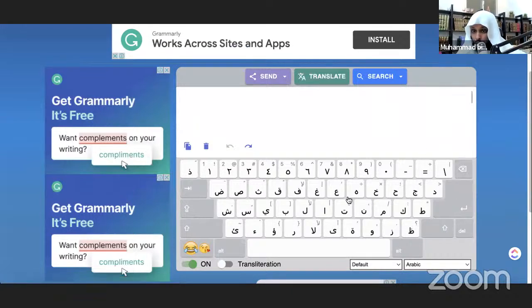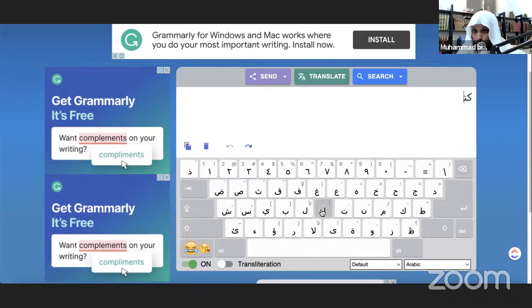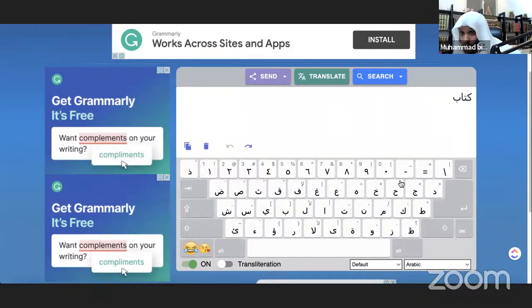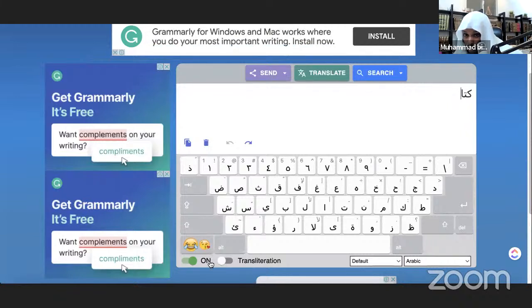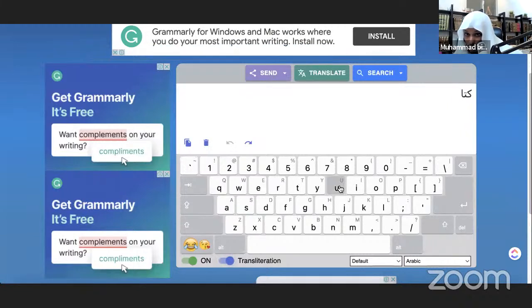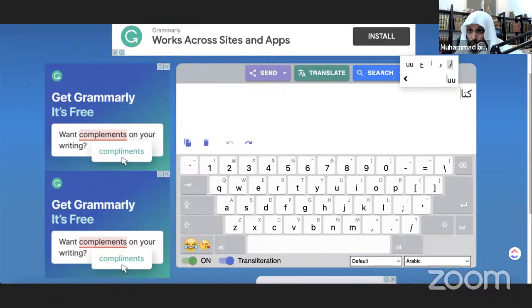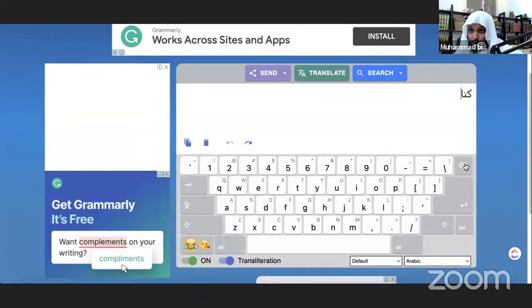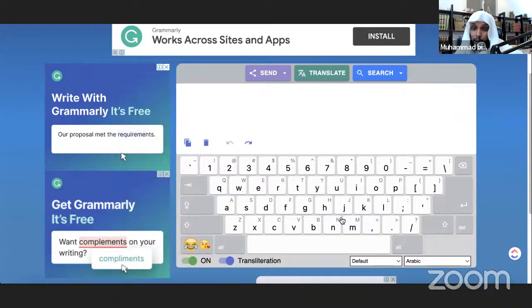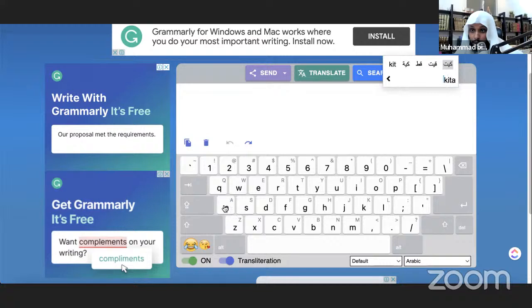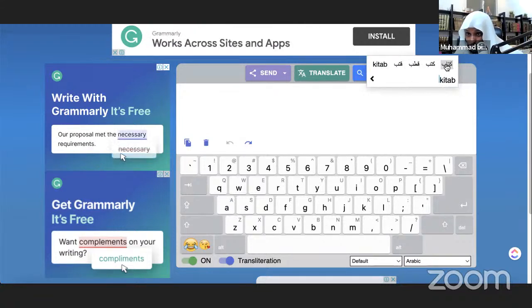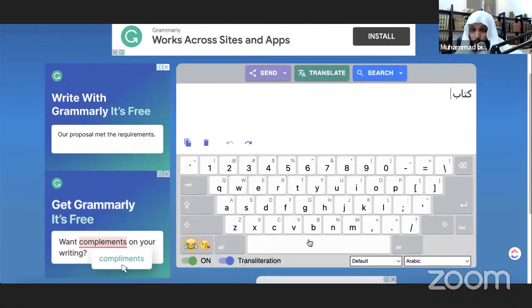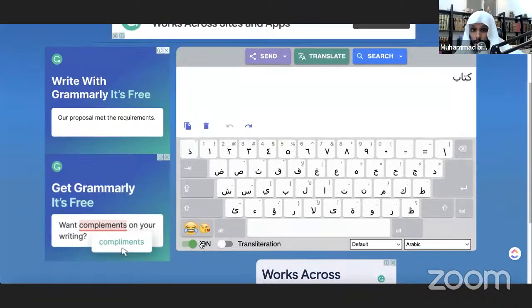And as a matter of fact, even when you start typing, I think it gives you suggestions. So let's write kitab, for example. Yeah, so it's good. This one's quite good. You have transliteration that you can turn on. With transliteration, you can basically type Arabic by typing English. Again, not a good idea. So you can write kitab like that, and it's going to give you options here. You can choose the one that you want. But again, I don't advise that.